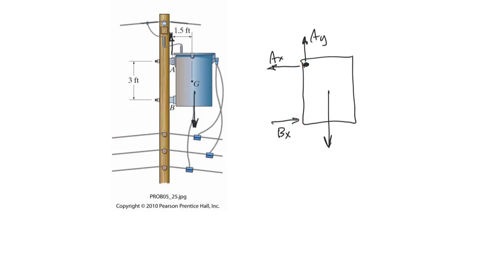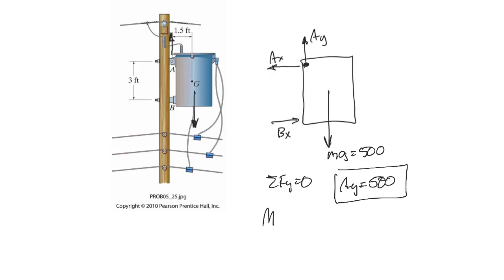All right, let's see if we can find out the magnitudes of everything. It says mg here is equal to 500 pounds. So the sum of the forces in y is equal to 0. So AY is also equal to 500 pounds. And the moment due to AG is equal to 500 times 1.5, which is also equal to the moment from AB. So that's A times 3.